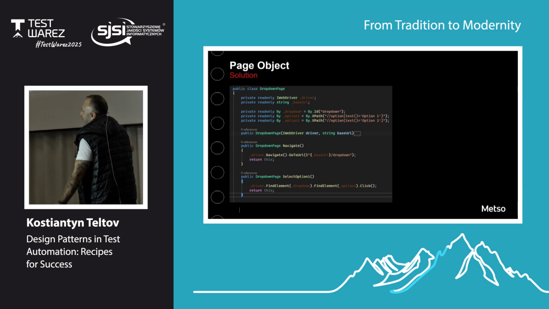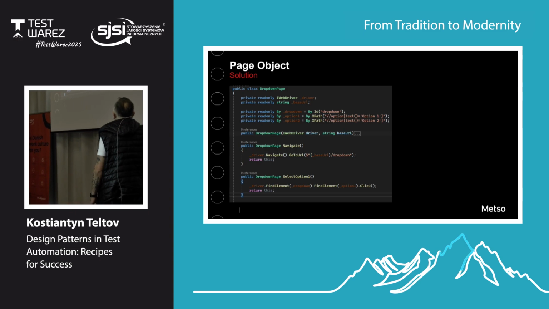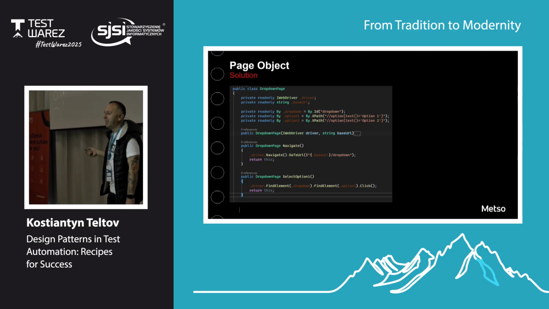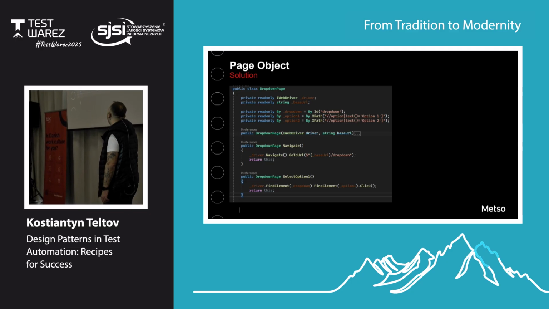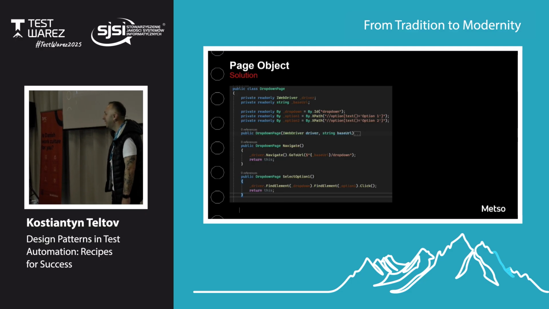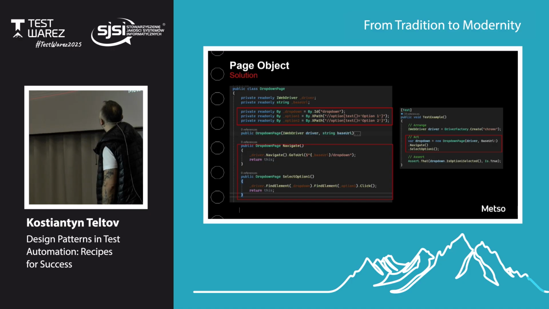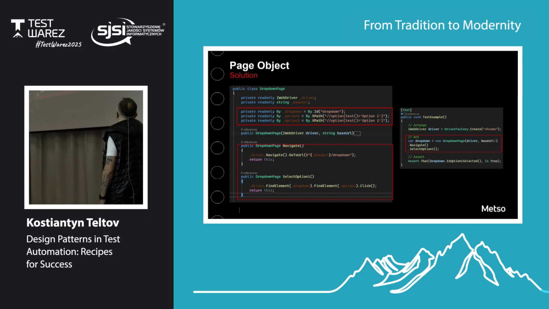How to do it? Probably nothing new. We just create this page object where we find our elements, and we create some action methods to work with that. And inside of the test, it looks beautiful.